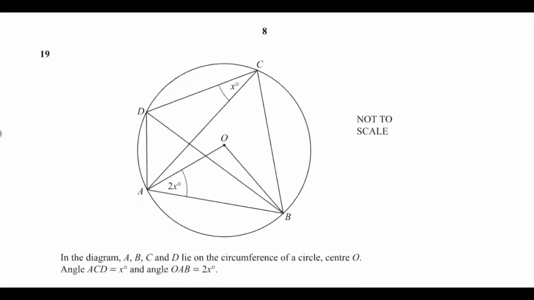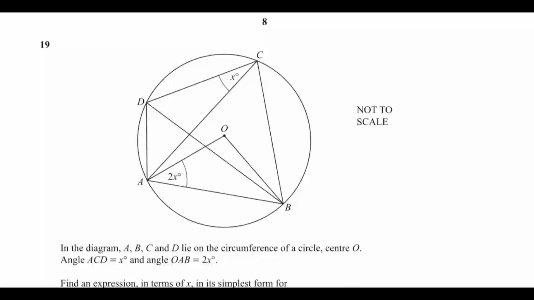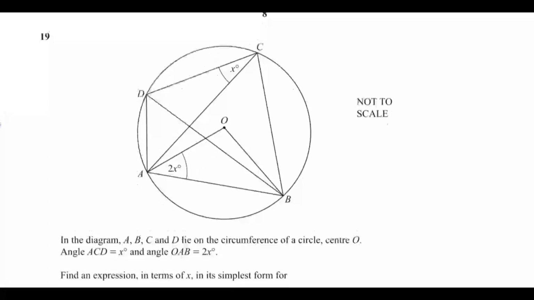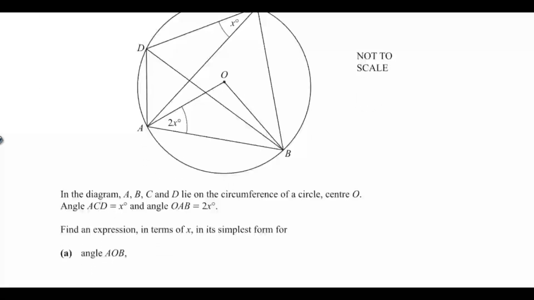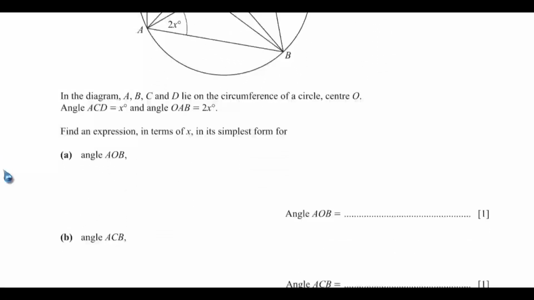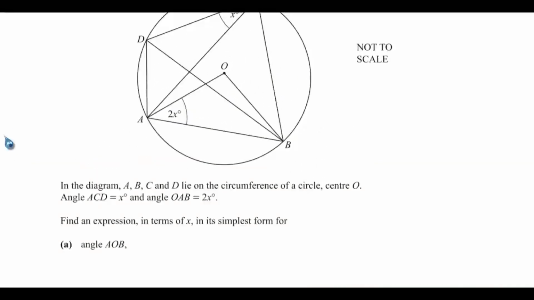That will be question 19 from paper 058022 October November 2019. In the diagram, A, B, C, and D lie on the circumference of a circle center O. So O is the center of the circle. Angle ACD is equal to x degrees, and angle OAB is equal to 2x. Okay, find an expression in terms of x in the simplest form for the following angles. Okay, so let's start with angle AOB.